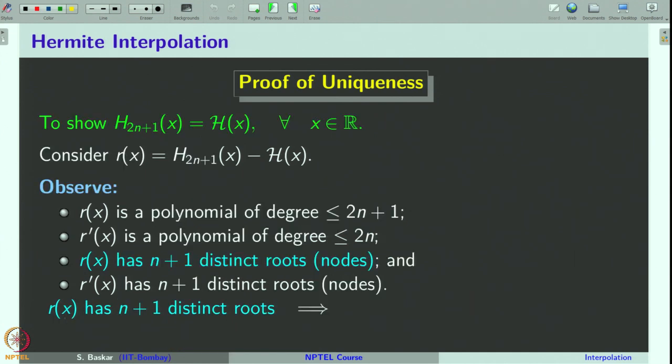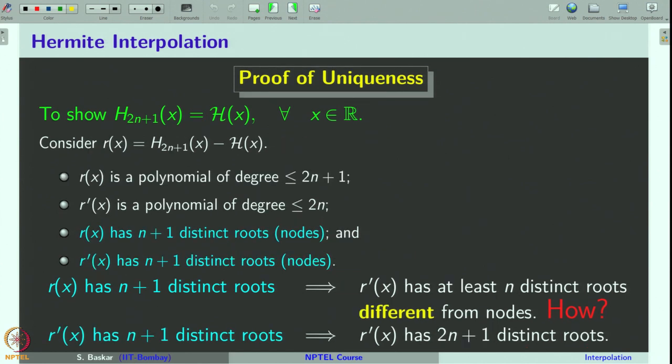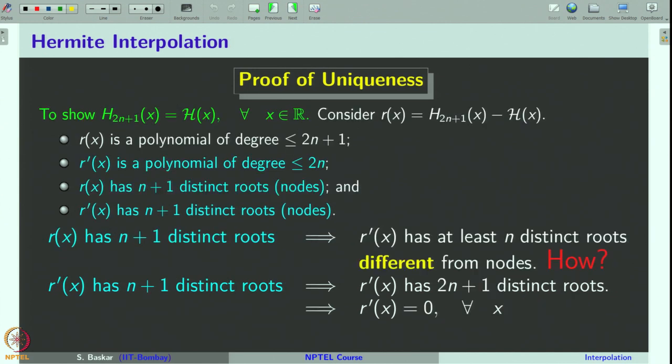That is what I am saying here, R of x has n plus 1 distinct roots implies R dash has at least n distinct roots different from the node points. How? Well, using the Rolle's theorem. And once you have this, you can see that R dash of x has 2n plus 1 distinct roots. What is the problem with that? Well, R dash of x is a polynomial of degree less than or equal to 2n, but now it has 2n plus 1 distinct roots. That implies that R dash of x is a 0 polynomial, right?